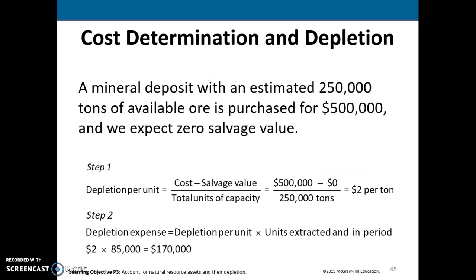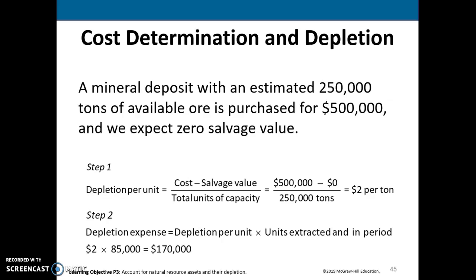When we look at what do we include in that cost? Well, it's the total cost of that asset, and then we have to calculate the depletion per unit. Just like when we did units of production, now we're looking at the depletion per unit, and we take that number times how many units were actually pulled out in that period.